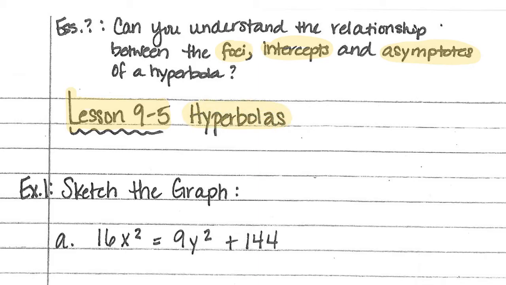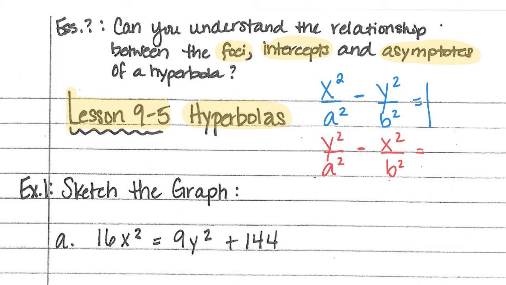with, you know what? Let's start with what the graphs look like. So the first thing I have, I need a pen. I have x squared over a squared minus y squared over b squared is equal to 1. Or I have y squared over a squared minus x squared over b squared is equal to 1.